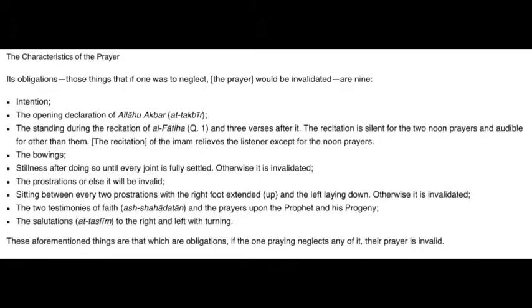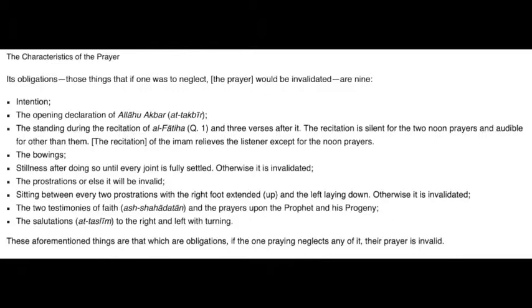The first of the essential obligations mentioned in this text is intention. One makes the intention in the heart at the time of the opening declaration of Allahu Akbar or before it. One simply intends the prayer that one intends to perform, for example, the noon prayer. The second essential obligation is the opening declaration of Allahu Akbar.